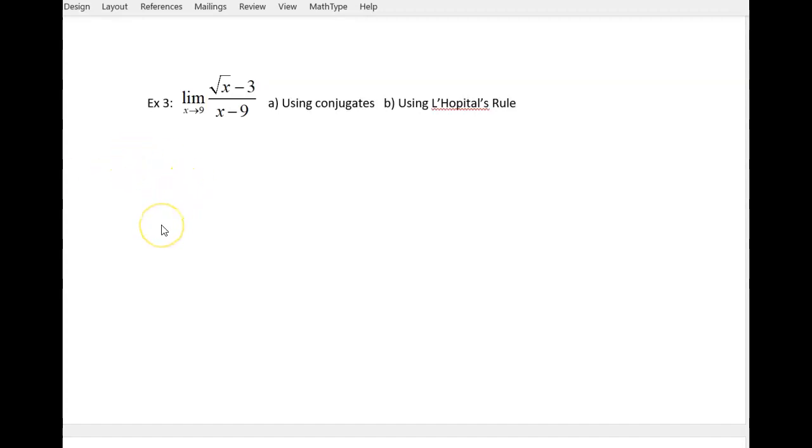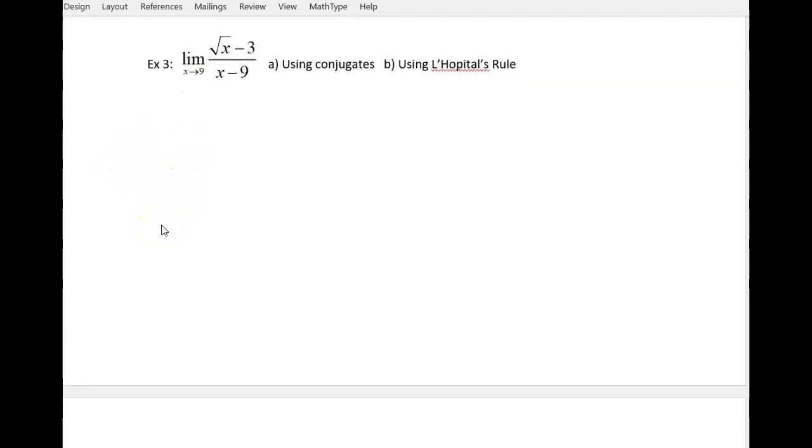Okay, welcome back. And we are going to pick up where we left off in L'Hopital's rule at the end of the part 1 video. You may notice I did change this problem. I had the problem typed wrong here for what I wanted to do. We're going to do this problem two ways, using conjugates, which we learned way back at the beginning of the semester. We didn't use it a lot, but you should be familiar with what a conjugate is and how to use it, and then using L'Hopital's rule.